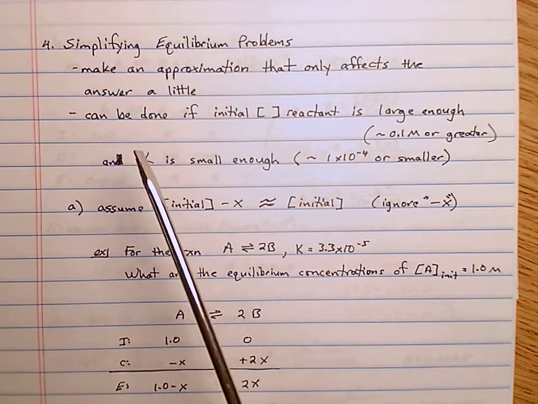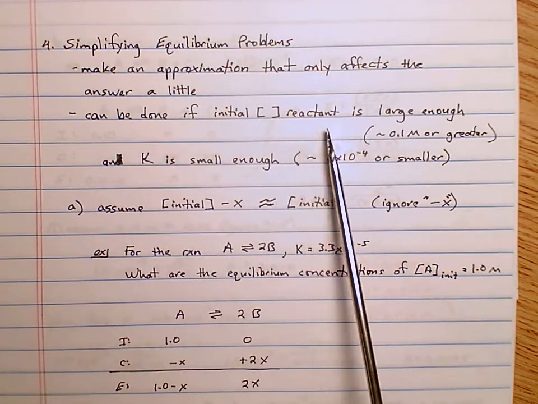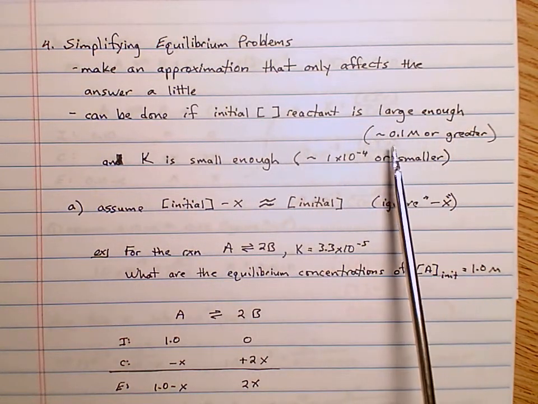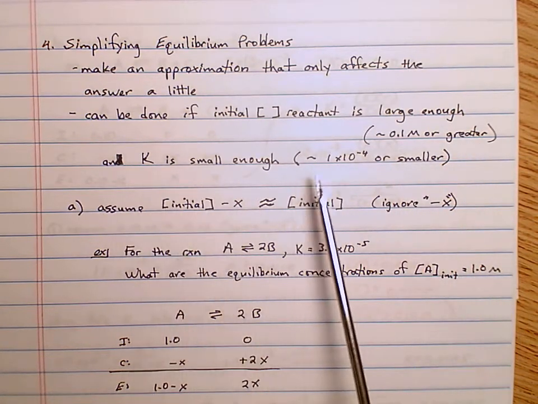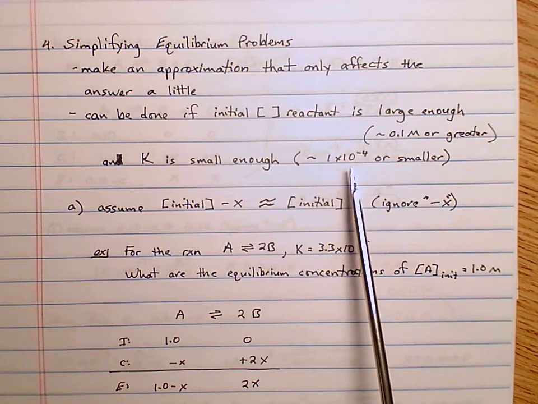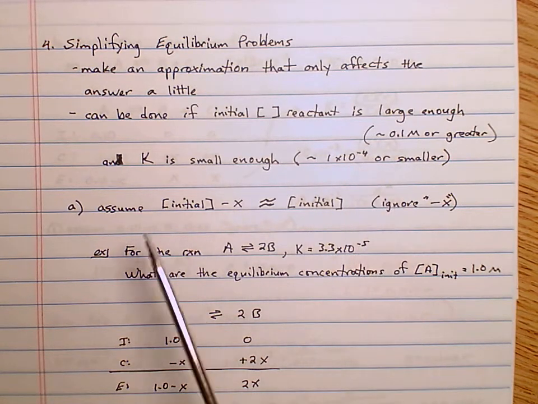And this can be done if the initial concentration of a reactant is large enough, 0.1 molar or greater, and K is small enough, like 1 times 10 to the minus fourth or smaller. 1 times 10 to the minus fifth, 1 times 10 to the minus sixth, or even smaller.